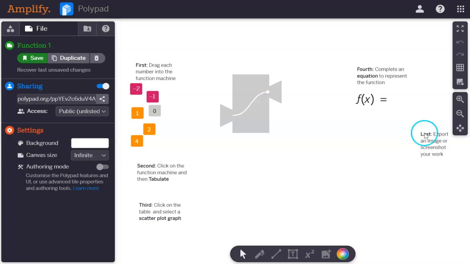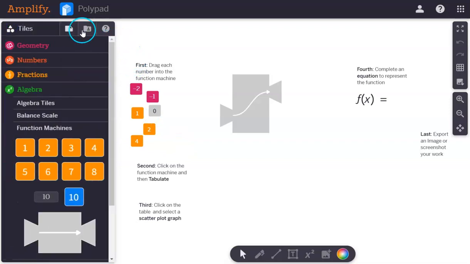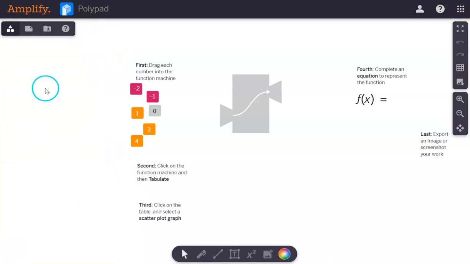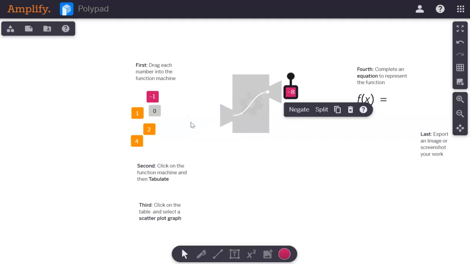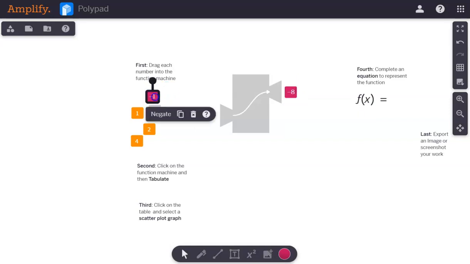I would start by not giving them, oh, and then close this, by the way. So let's see if I can get this closed. Forget how I did it. Yeah, you can close that if they want to just get it out of the way. They're going to drag these into the function machine. I usually just let them try to do it on their own first and don't really say much to them. I just let them follow the instructions.